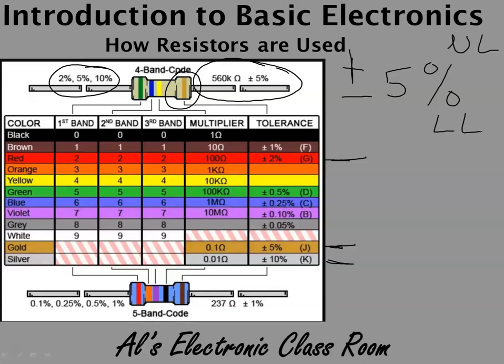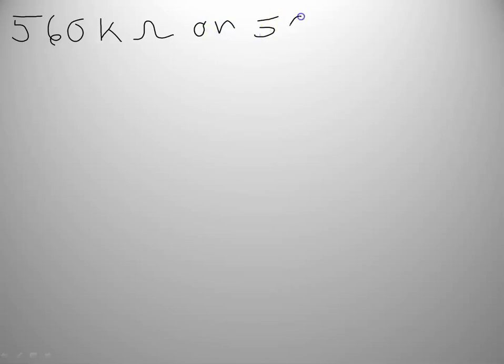I've got a blank slide coming up, and I'm going to go through the derivation on that. So let's go over there now. Okay, the value of my resistor, as we know, is 560 K ohms, or 560,000 ohms, plus or minus 5%.